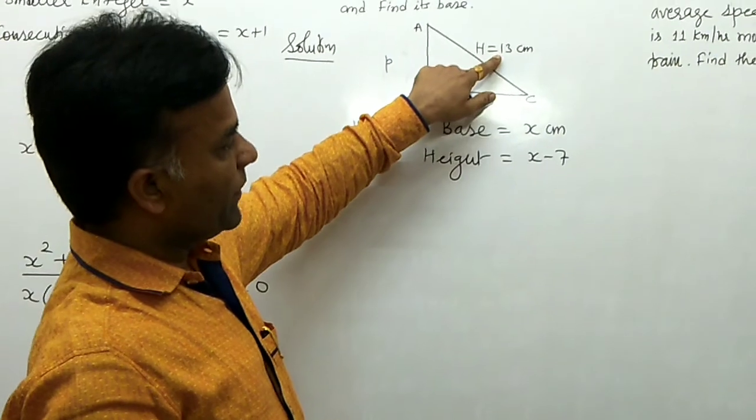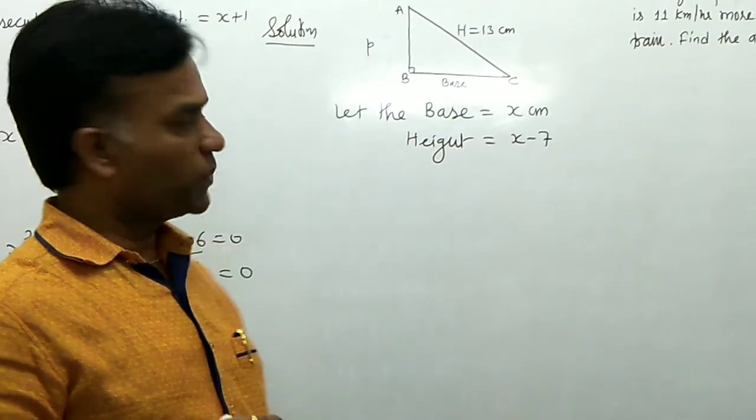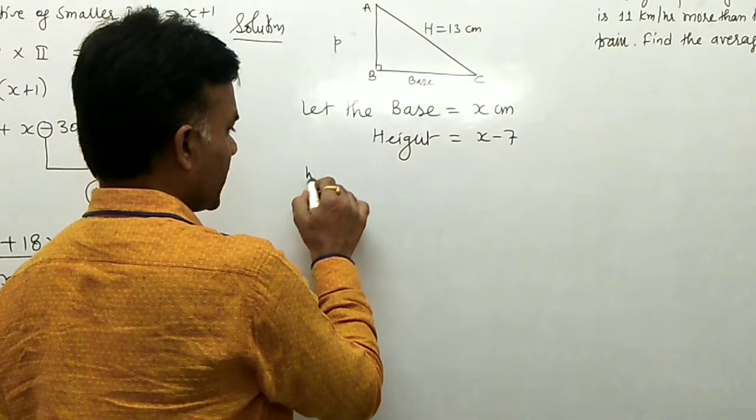Now we have the values of hypotenuse, base and height. Height means perpendicular. Okay, so we know the Pythagoras theorem.